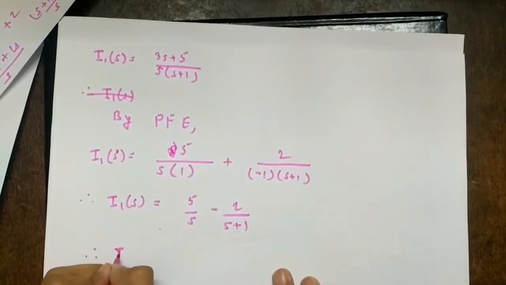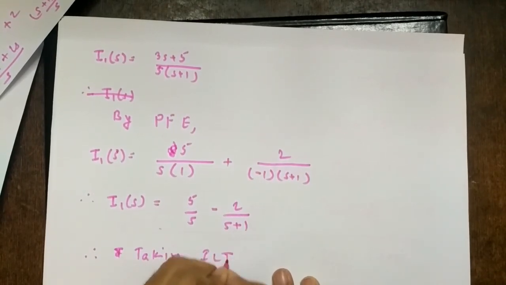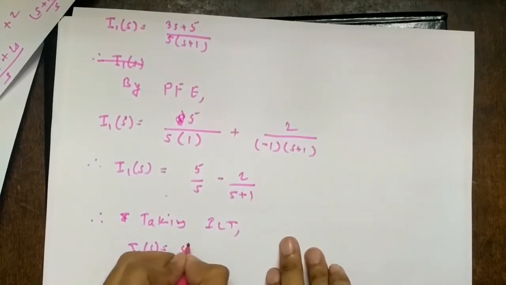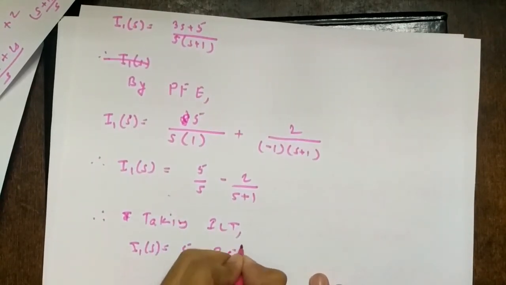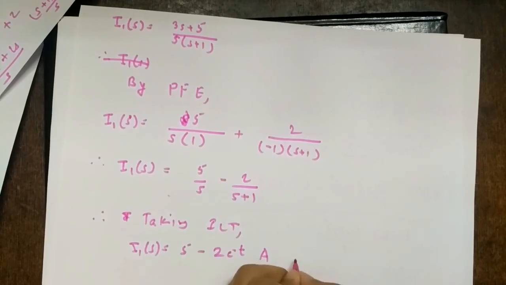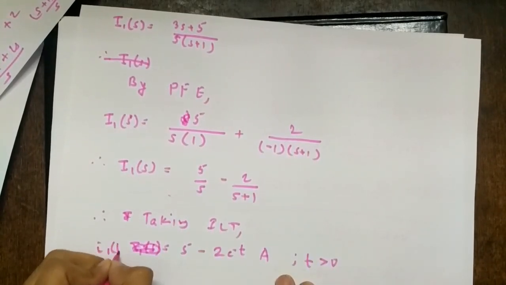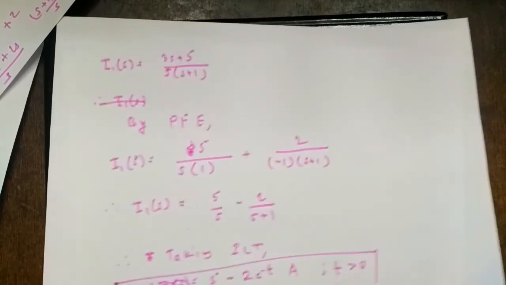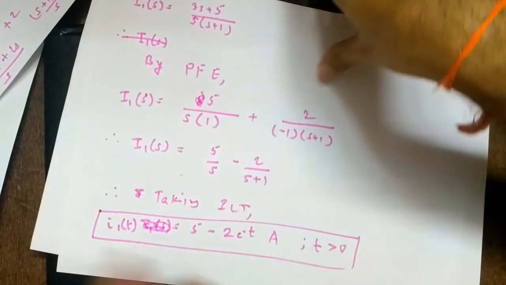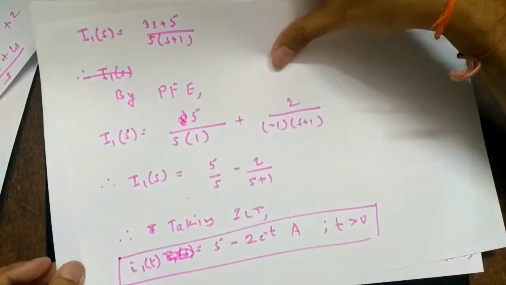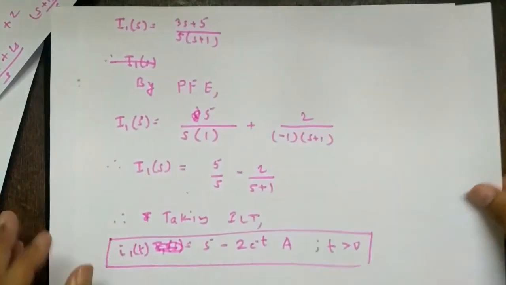So therefore, taking inverse Laplace transform, I1 of S equal to, what will this be? 5 only, minus 2 e raised to minus t ampere, t greater than 0. What mistake have I made? This should be I1 of t. Similarly, you can find I2 of t. So that will be homework. Okay. So you can find I2 of t.